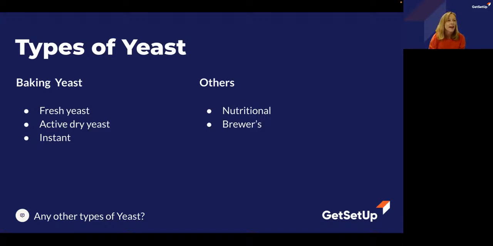Okay. And then there's your other kind of yeast you see out there, nutritional yeasts. Those are not for baking. This is just for nutritional advantages. Brewer's yeast is something you can get from some breweries. Sometimes they'll have yeast they use that I believe they also use for nutritional reasons. So it's more of a supplement.